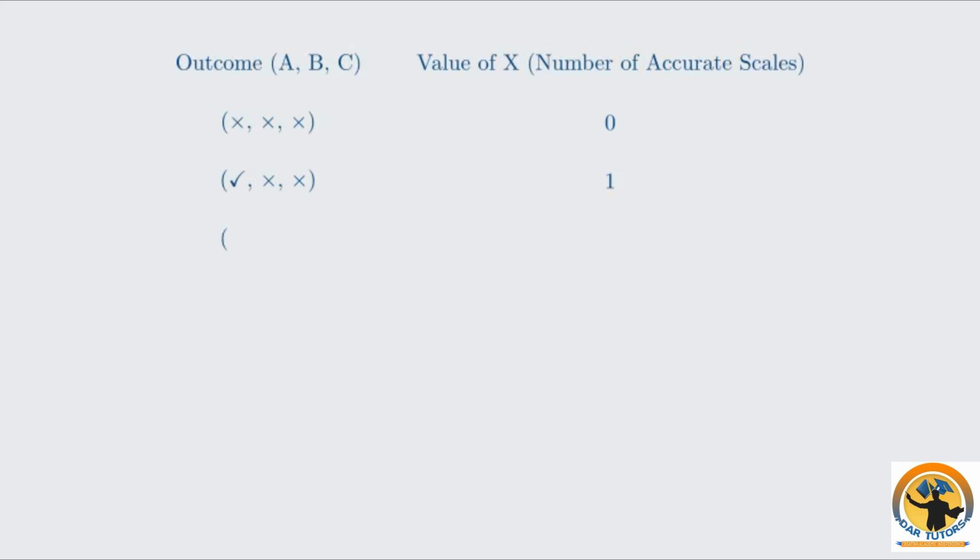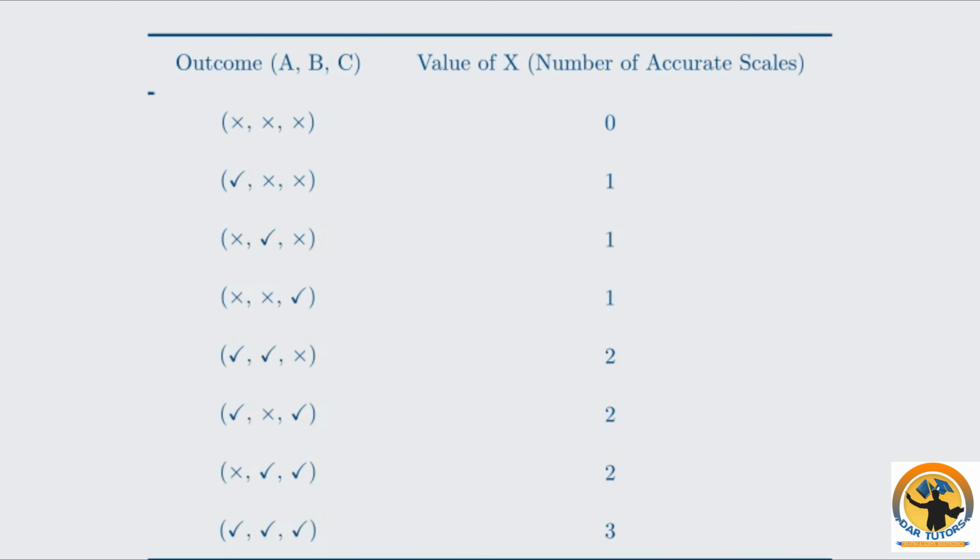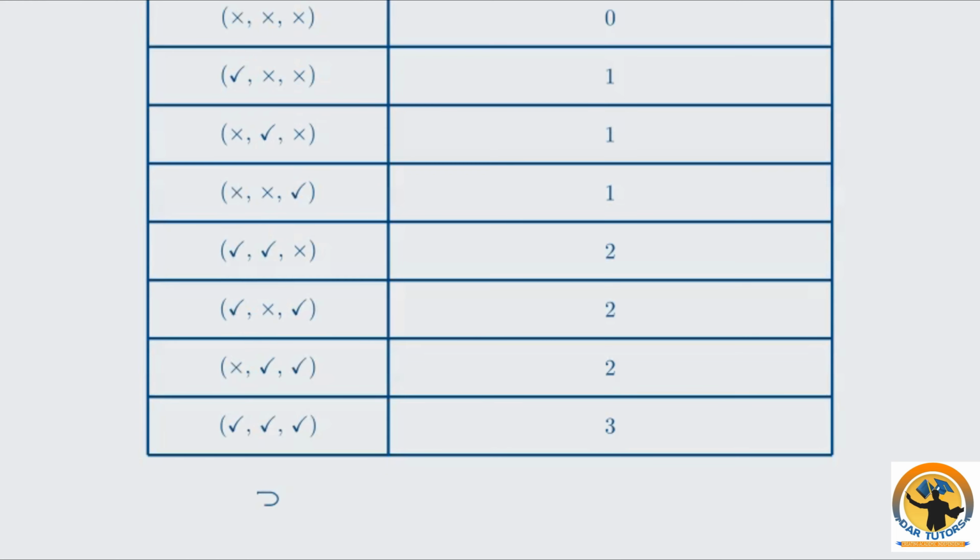Now, let's assign a value of X, which is the number of accurate scales, to each outcome. For the first outcome, with all crosses, there are no accurate scales, so X equals 0. For outcomes with 1 accurate scale, X is 1. We can see 3 such outcomes. Similarly, there are 3 outcomes with 2 accurate scales, so X is 2, and one outcome where all three scales are accurate, so X is 3. So the possible values for our discrete random variable X are 0, 1, 2, and 3. This means it's possible for there to be 0 accurate scales, 1, 2, or all three.